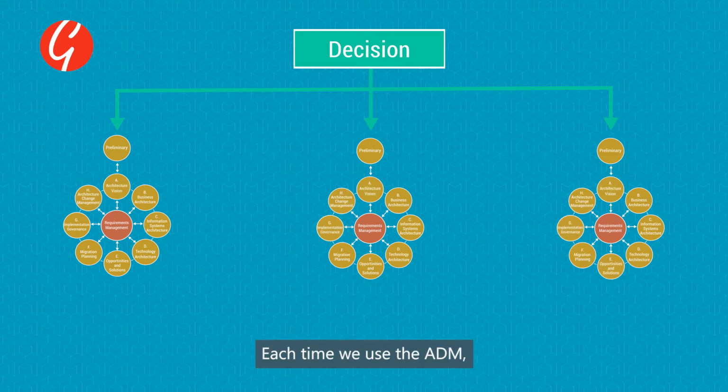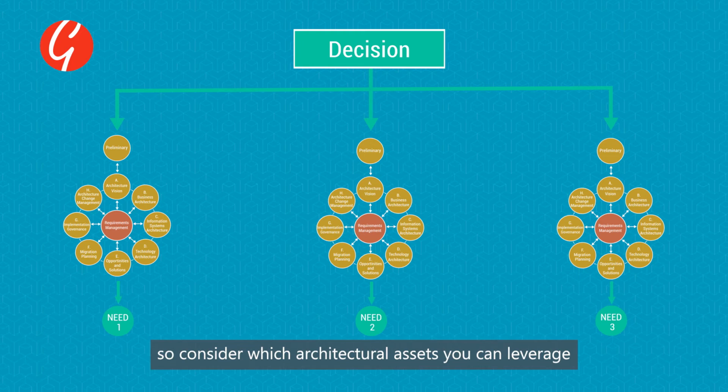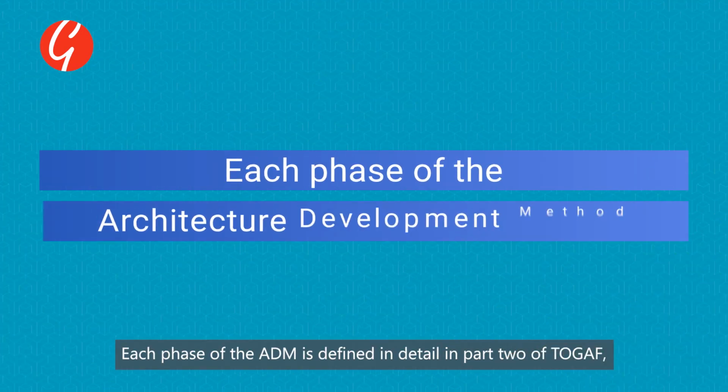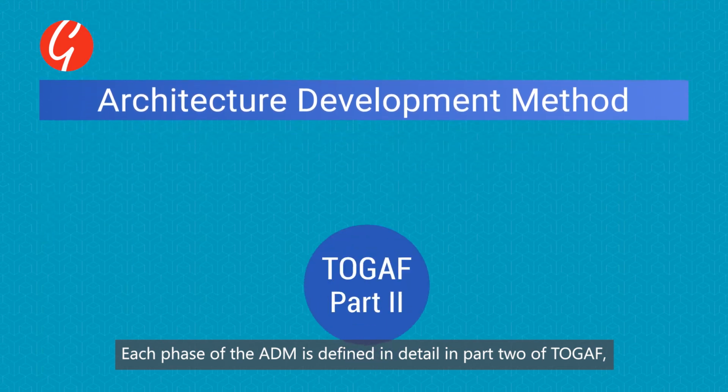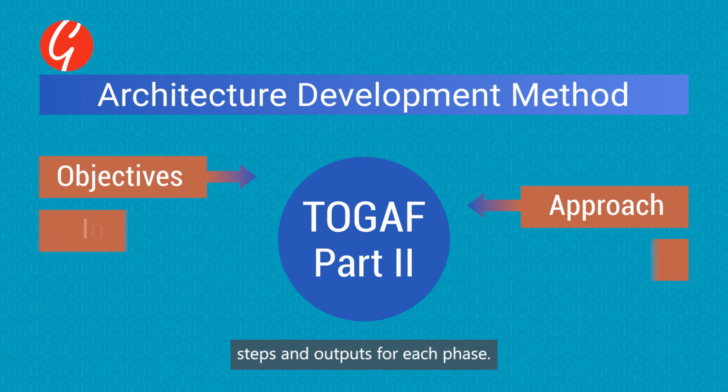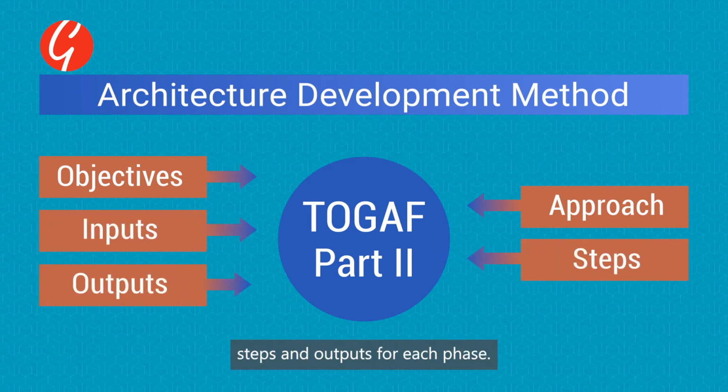Each time we use the ADM, it will be to meet a different need, so consider which architectural assets you can leverage either from previous iterations of the cycle or external reference models. Each phase of the ADM is defined in detail in Part 2 of TOGAF, where the objectives and approach are defined along with the inputs, steps, and outputs of each phase.